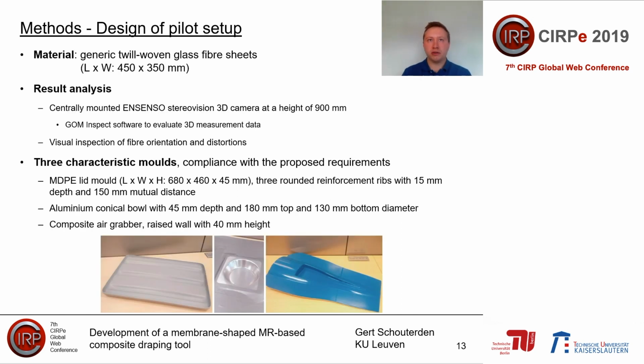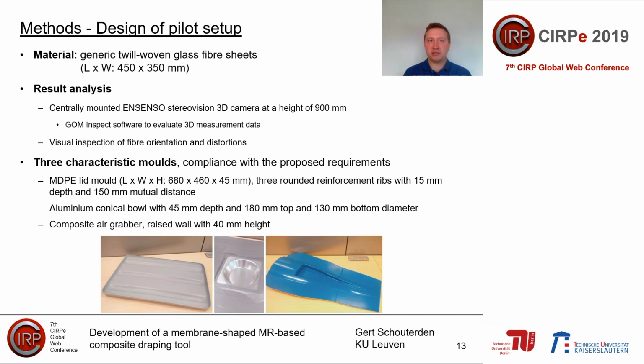Next, we want to test our newly developed tools. We draped 1 layer of a generic twill-woven glass fabric in 3 different molds: an MDPE lid mold, an aluminum conical bowl mold, and a composite air grabber mold. Next, we analyzed the results that we got.